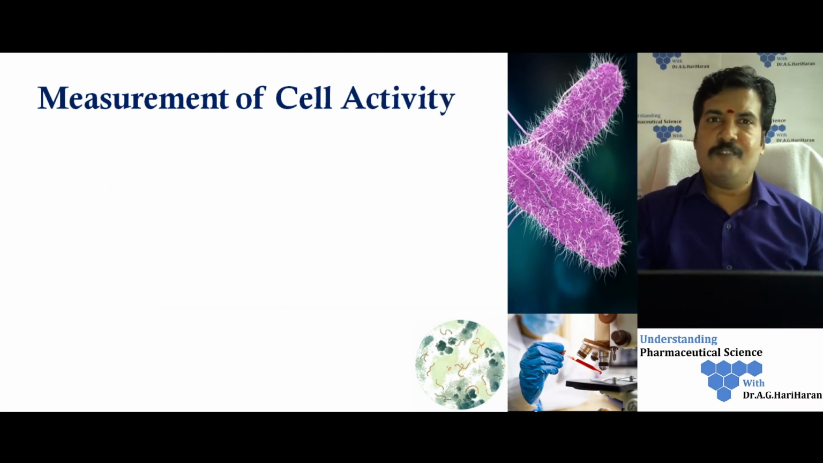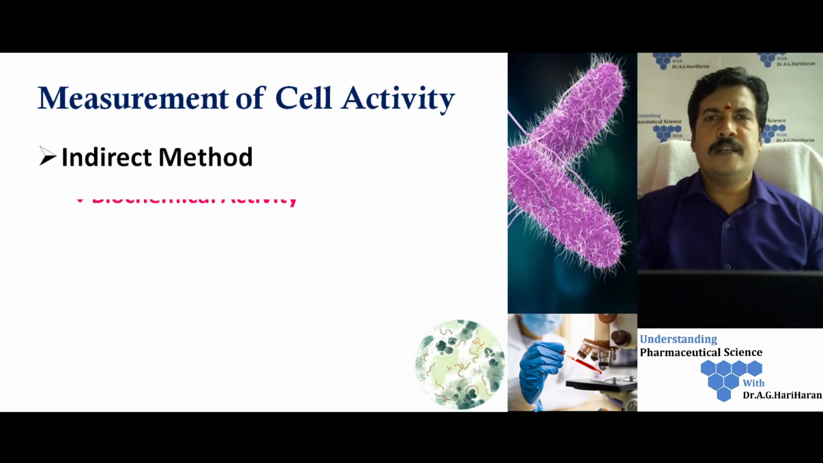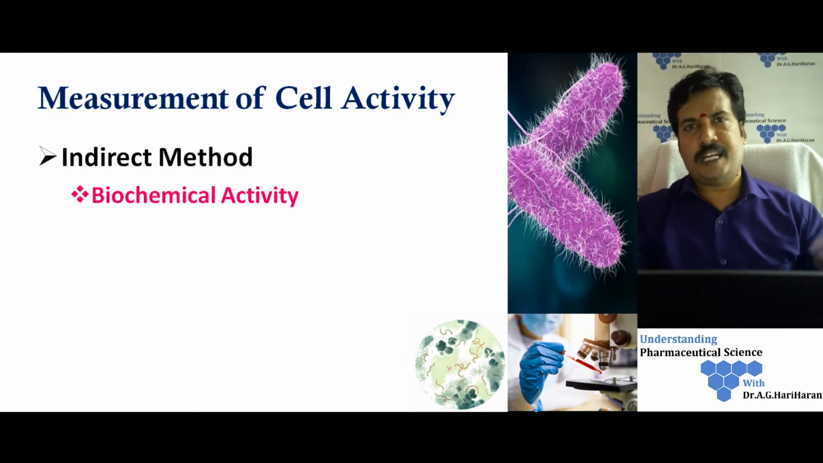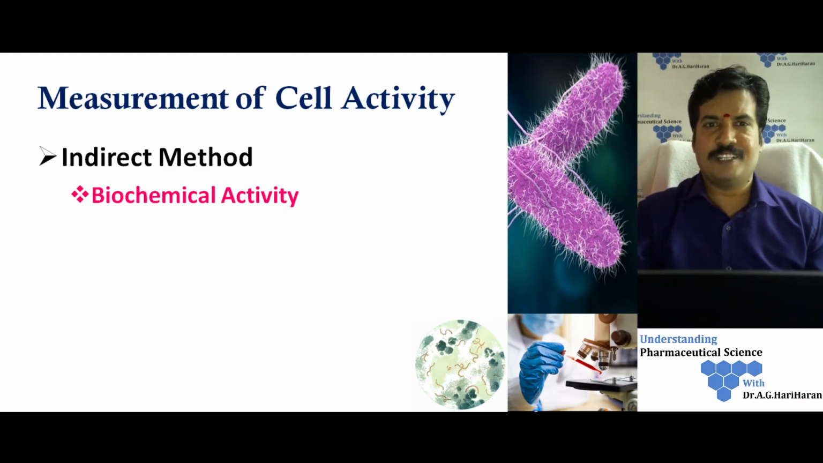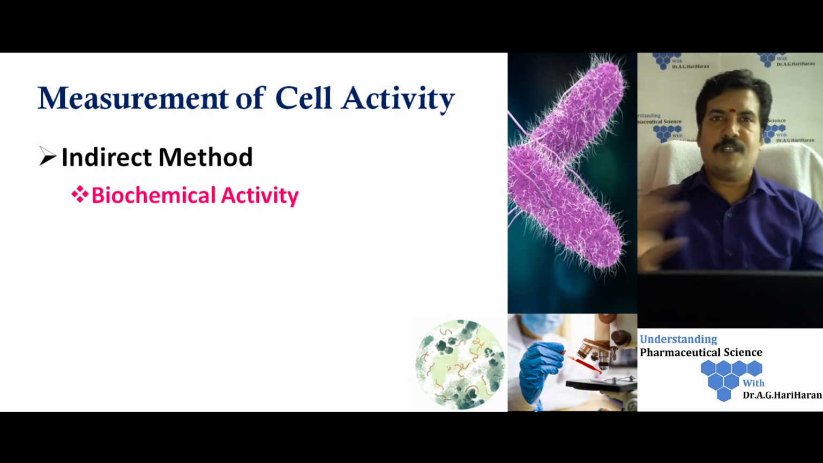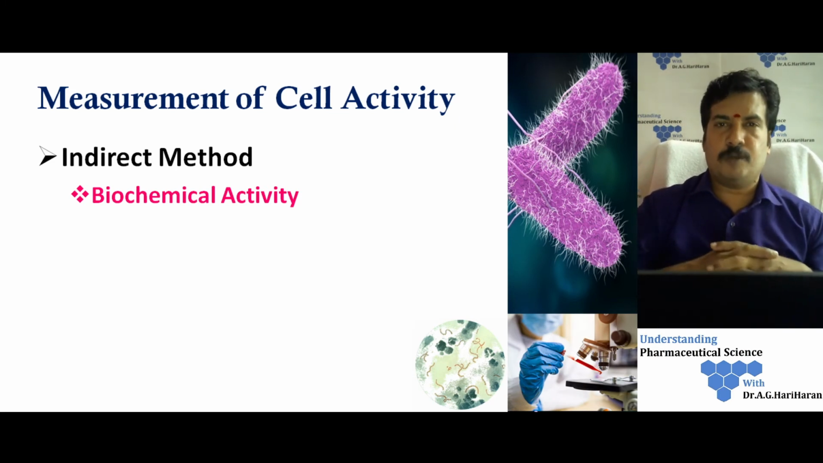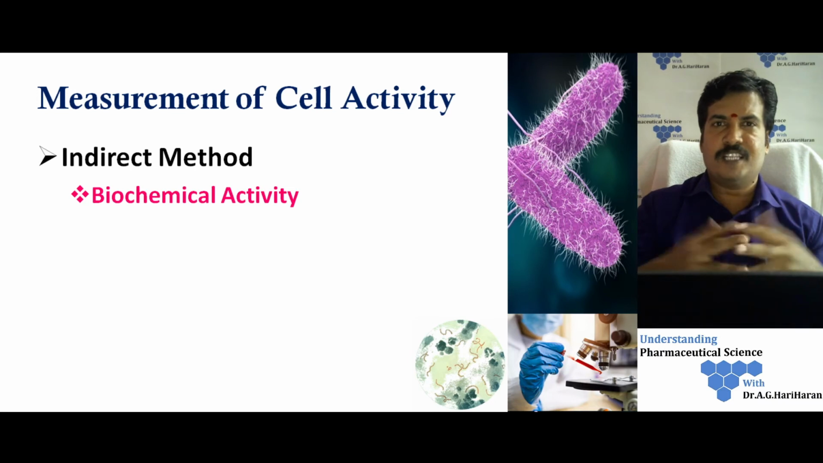And the third one, which is less used, is called the cell activity method. It's an indirect method based on the biochemical activity of the cell population, from which the cell volume can be measured. So these are the common methods of enumeration of microbial cells, or most commonly, the enumeration of bacterial cells.